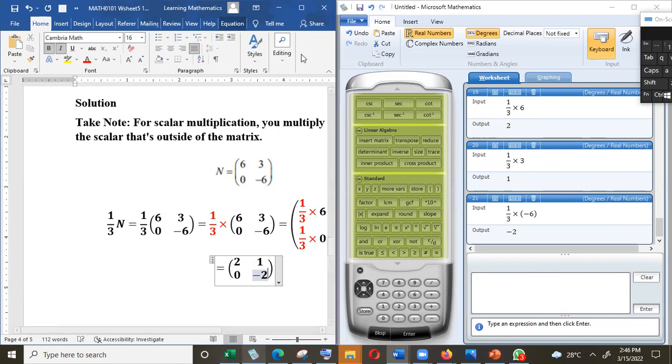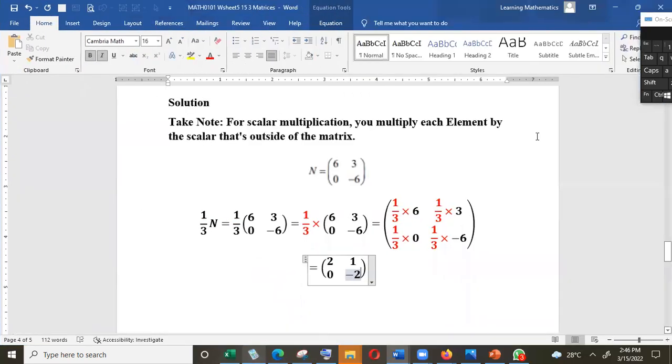So here's another example of scalar multiplication.